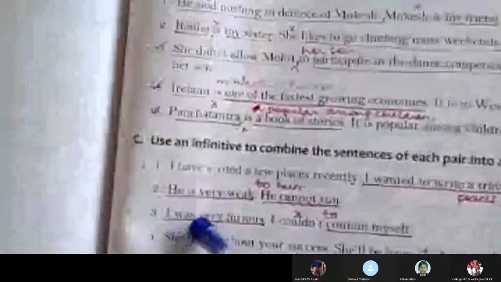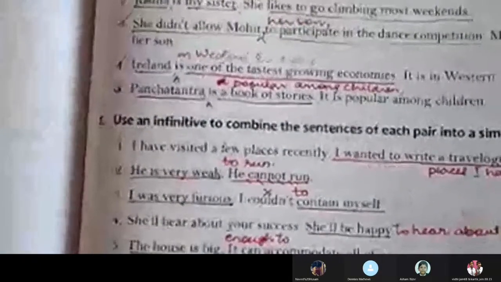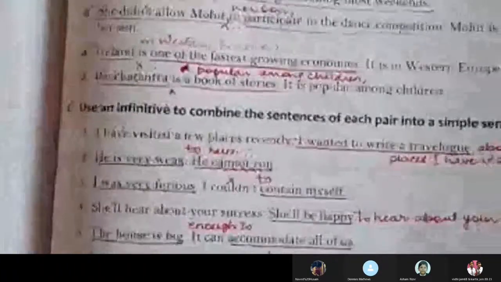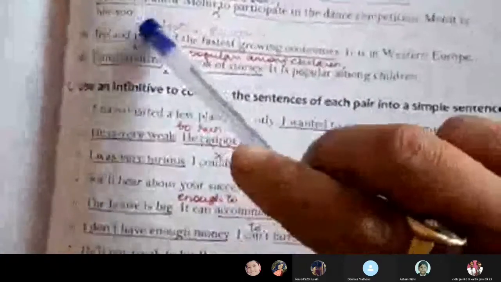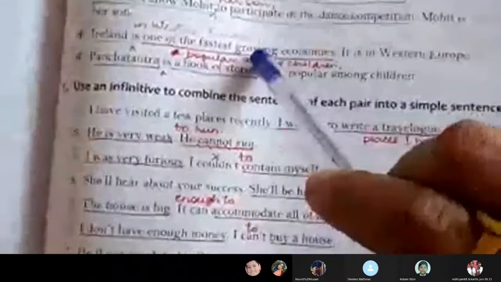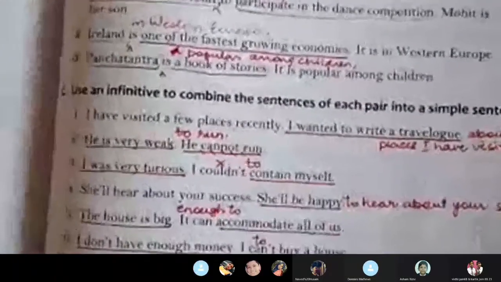Number 4: Ireland is one of the fastest growing economies. It is in Western Europe. Answer: Ireland, in Western Europe, is one of the fastest growing economies.